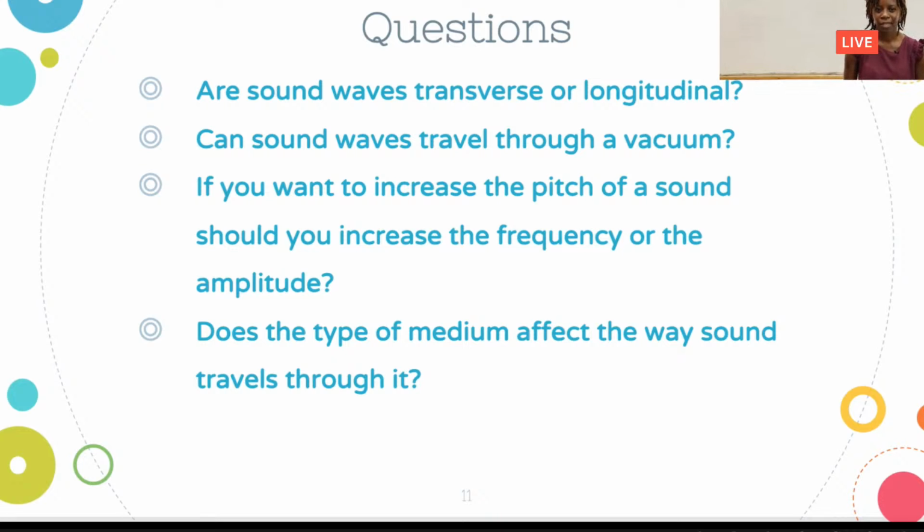So I'll just pause for a few seconds. All right. Now, you said that sound waves are longitudinal. You are correct. Give yourself a clap.